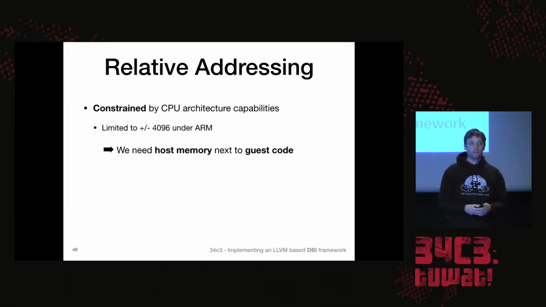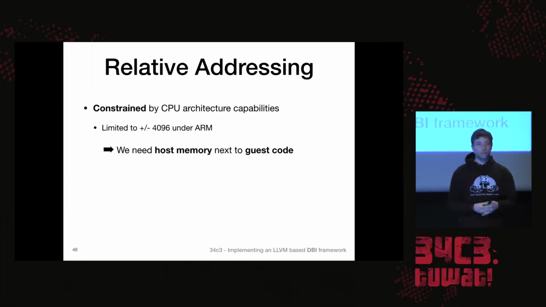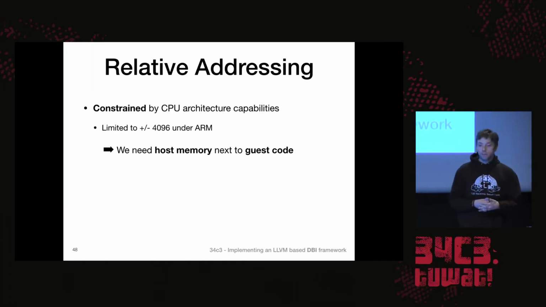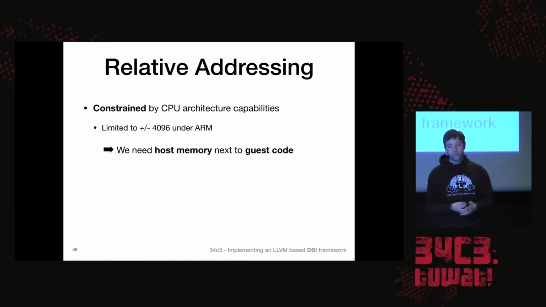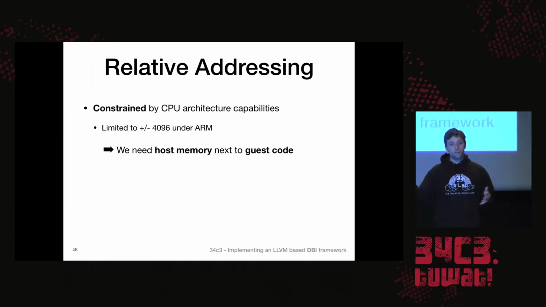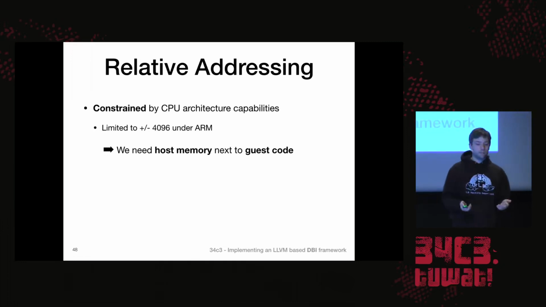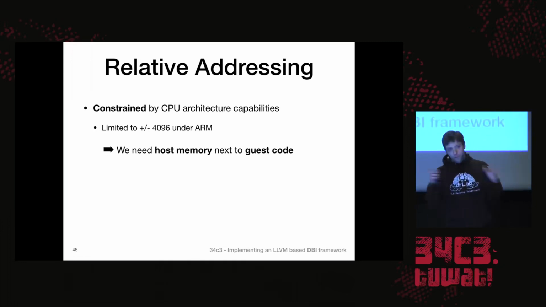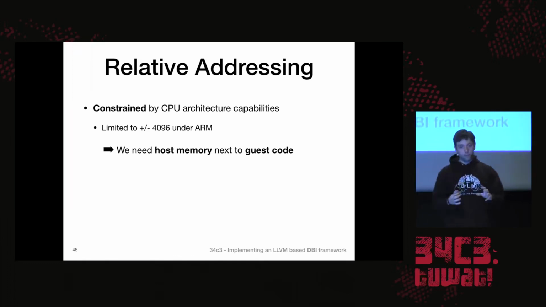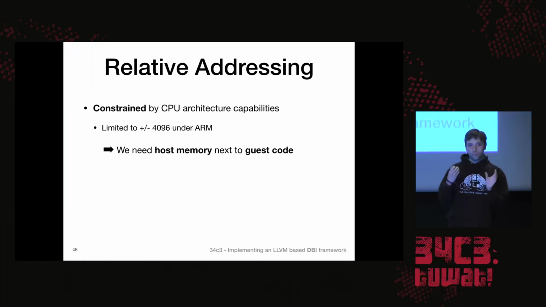However, relative addressing is extremely constrained by CPU architecture. So under x86, you can do 32-bit relative memory address. But under ARM, you only have 12 bits. And basically, if you look at the encoding, this means that you're limited to plus or minus 4096 bytes under ARM. So the conclusion of this is that if you want to have a context switch that works nicely on cross-architecture support, you need to have host memory really close to the guest code, to the instrumented code you generated.